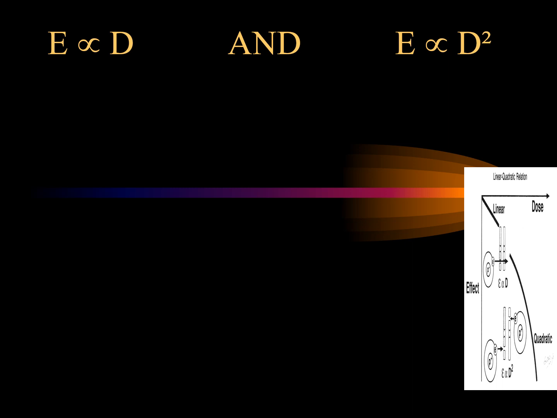In any mathematical equation, if you want to remove a proportion sign and add an equal sign, you have to add what we call a constant. This is a basic mathematical rule that we all know about. So in any proportional relationship, if you want to put an equal sign, you have to add a constant.